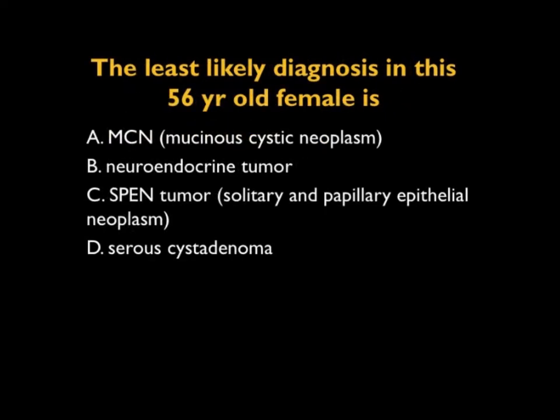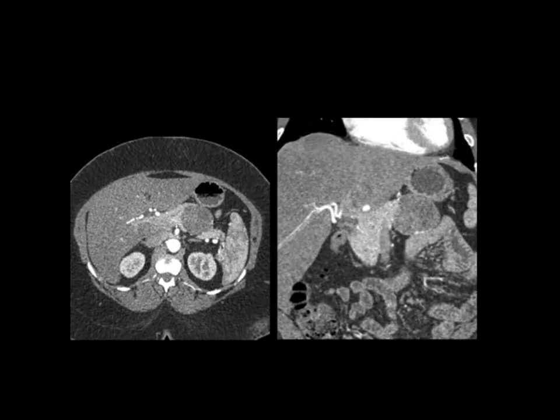In this case, I'm asking you what's the least likely diagnosis. What are we looking at? We're seeing a tumor in the region of the junction of tail and body of the pancreas. The tumor has a mixed attenuation.